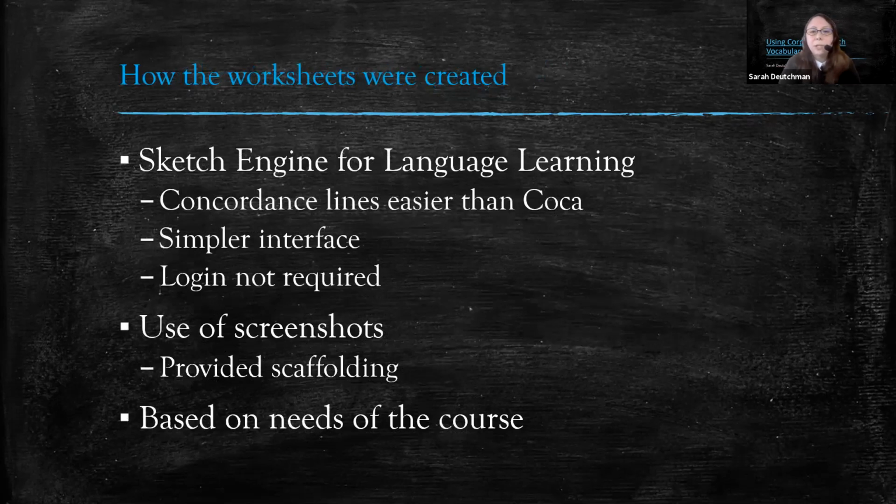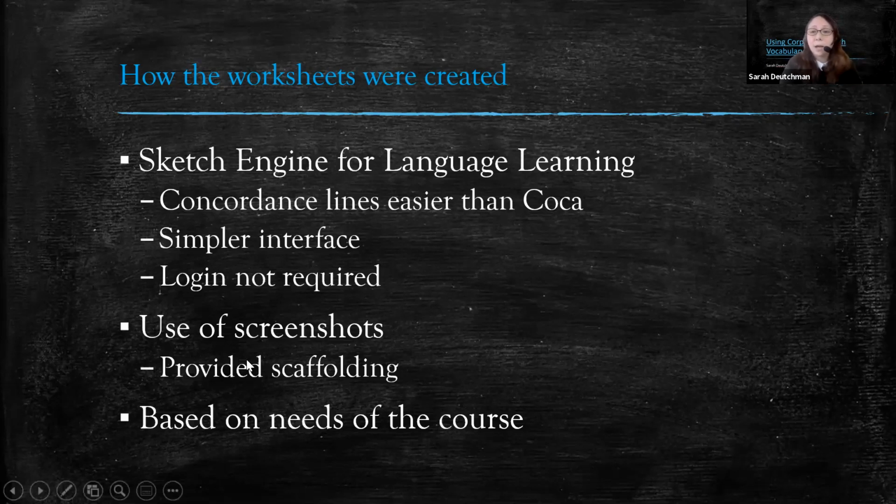How I created the worksheets, I used Sketch Engine language learning. The reason is the concordance lines are simpler than COCA. COCA can sometimes use a lot more technical things. So Skell is better for beginners, I guess. It's a simpler interface, which you'll be experiencing. So it's easier to use. You don't need to remember how to do all sorts of searches, limiting things, etc.